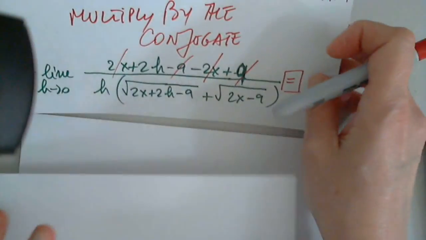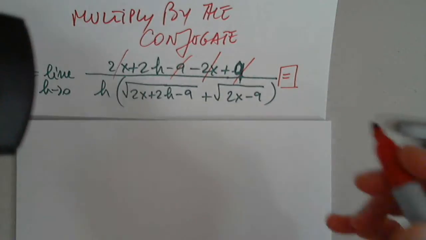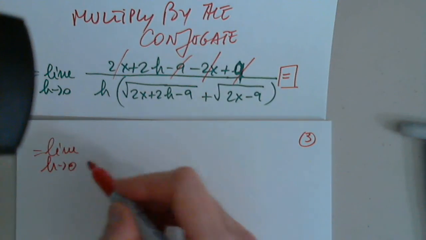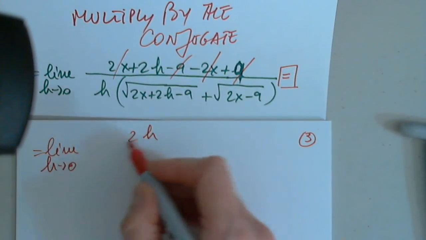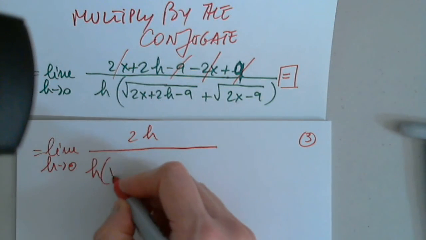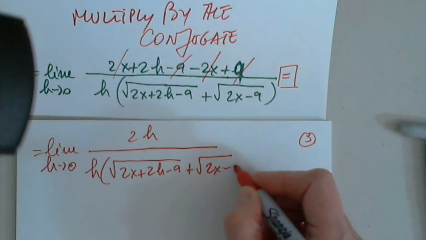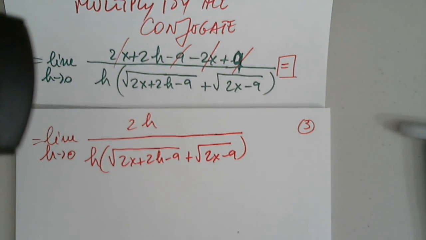Now I'm going to continue with a square. So you know now I'm on page 3. So this is the limit as h approaches 0. The numerator is 2h. The denominator is the square root of 2x plus 2h minus 9 plus the square root of 2x minus 9. What has to happen next? Otherwise, we have to go back to the drawing board. Would we factor for h? H is already factored.